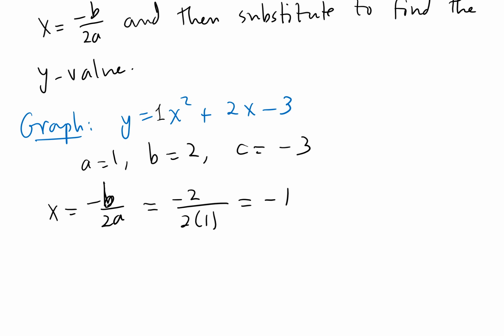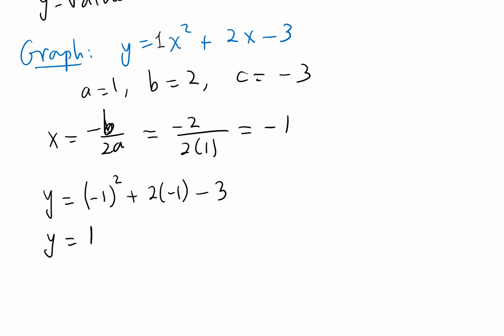That's the x. Now the y, we just substitute that into the original equation. Negative 1 squared for x plus 2 times negative 1 minus 3. So y would be 1 minus 2 minus 3, negative 4. So the vertex has coordinates negative 1, negative 4.